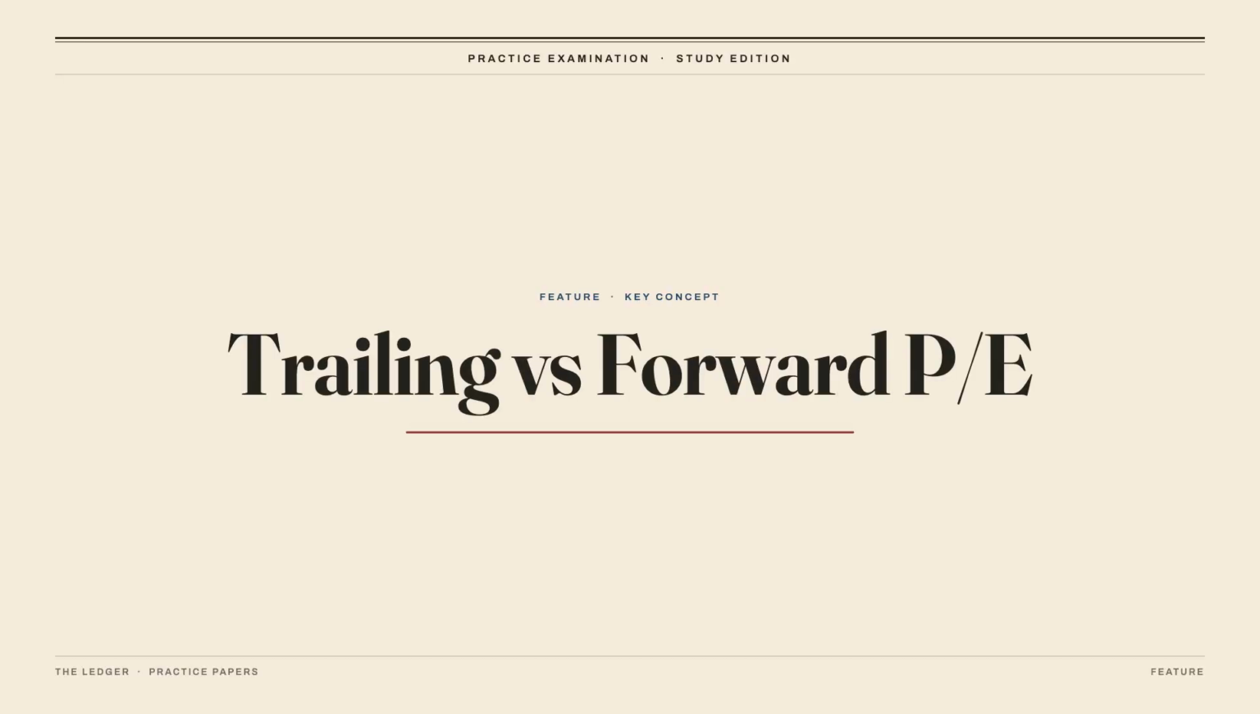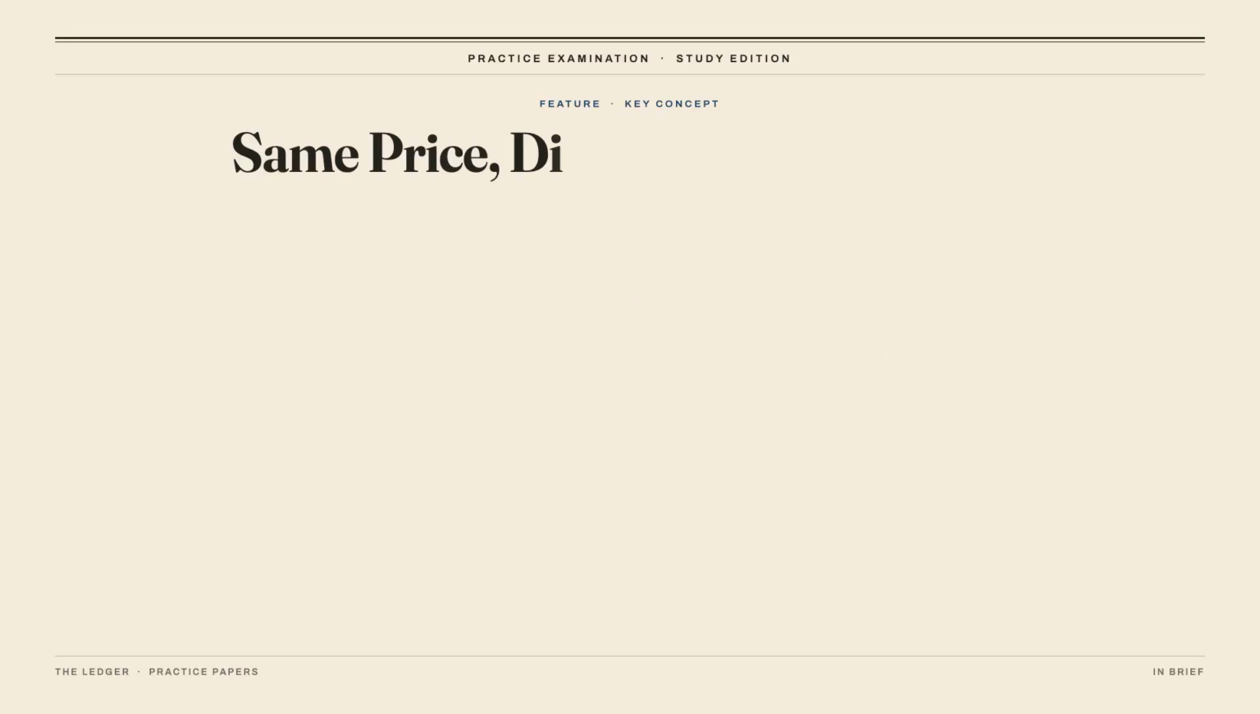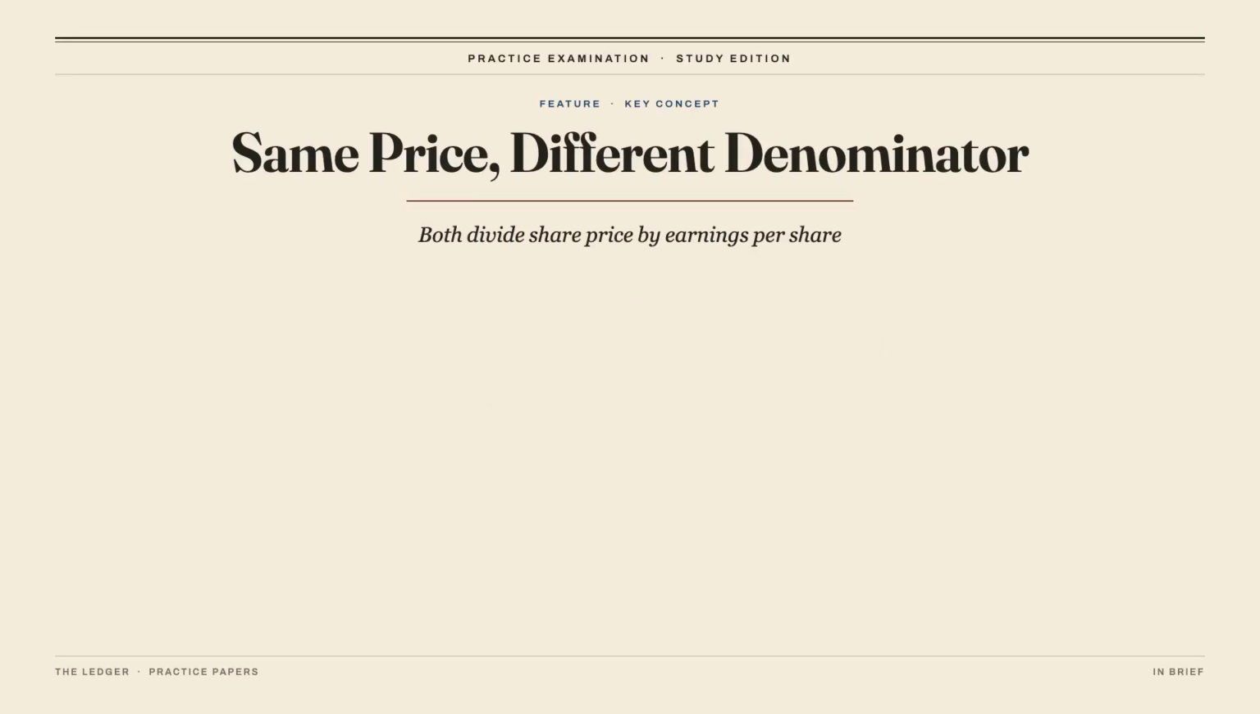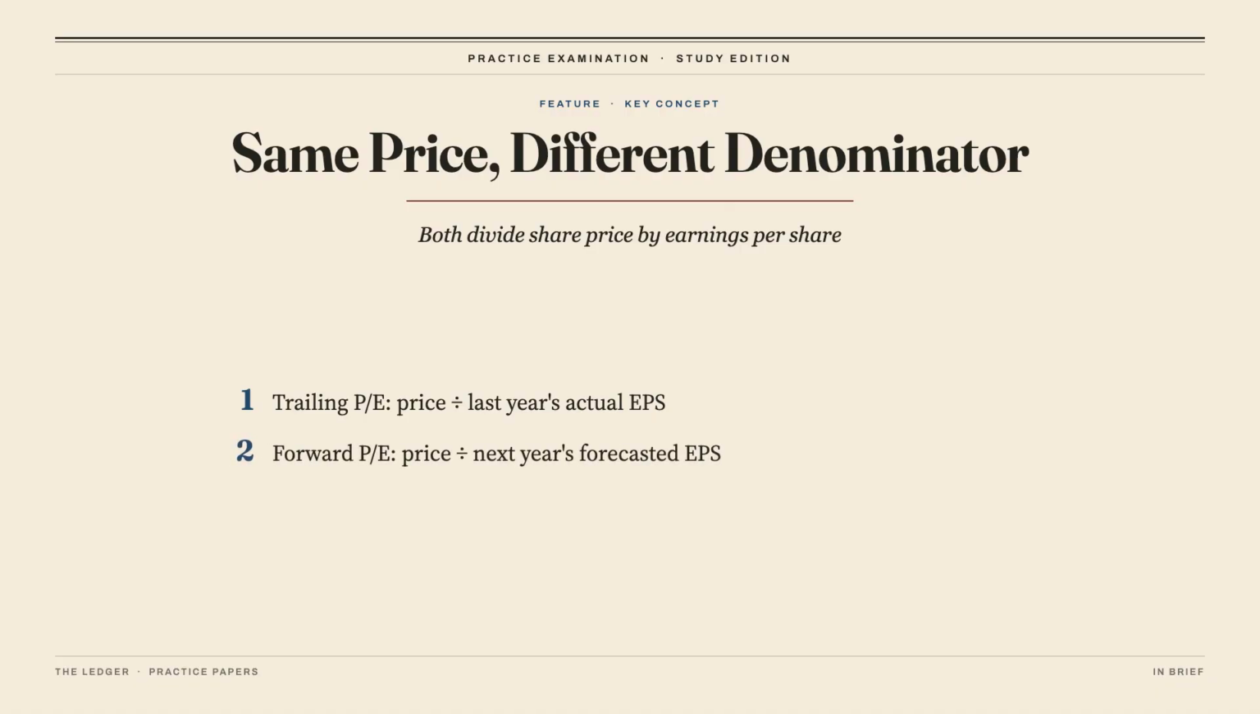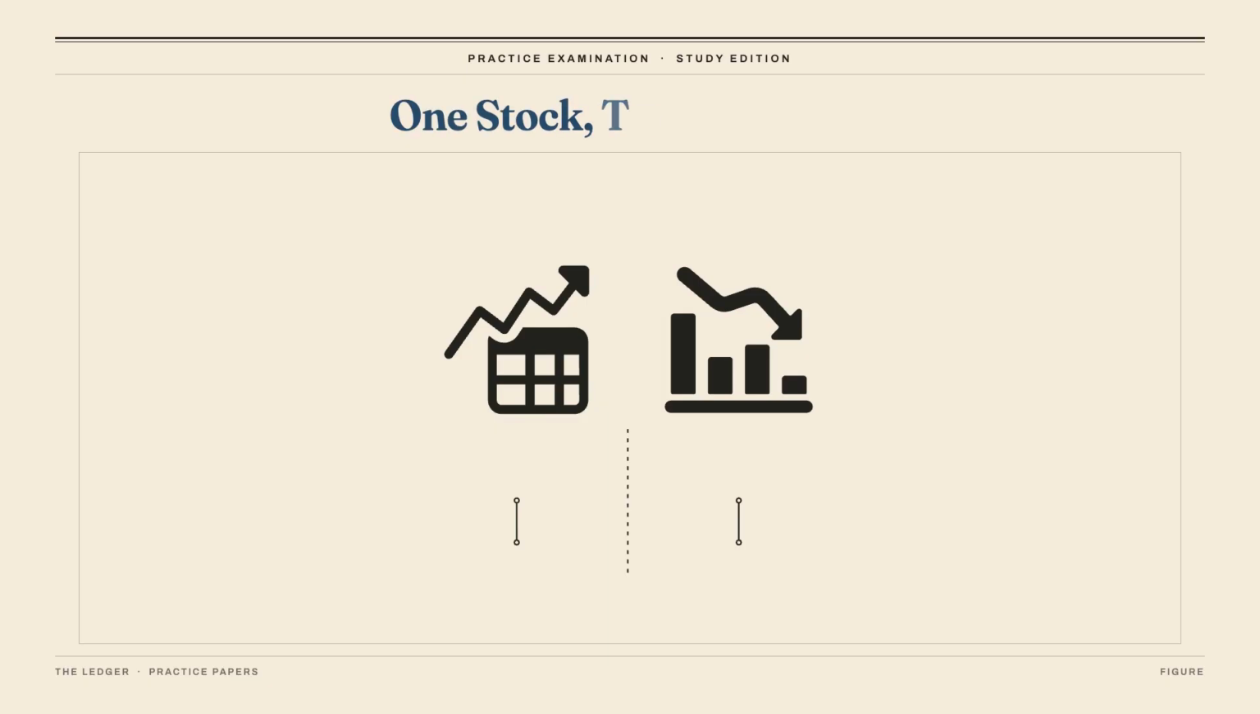The price to earnings ratio comes in two versions that share the same price but divide by different earnings figures, and mixing them up is one of the most common slips in valuation. Both versions divide a company's share price by its earnings per share. The trailing version uses last year's actual earnings, while the forward version uses next year's forecasted earnings.